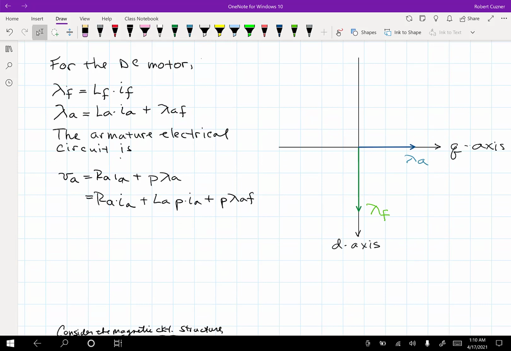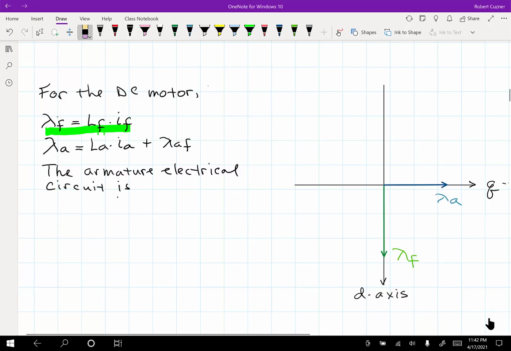Now, interestingly, for the DC motor, we can take a look at the field flux linkage expression for lambda f. It only has the LF self-inductance of the field winding times the field current, and the armature flux linkage is equal to the armature self-inductance times the armature current plus the mutual flux linking the armature to the field.